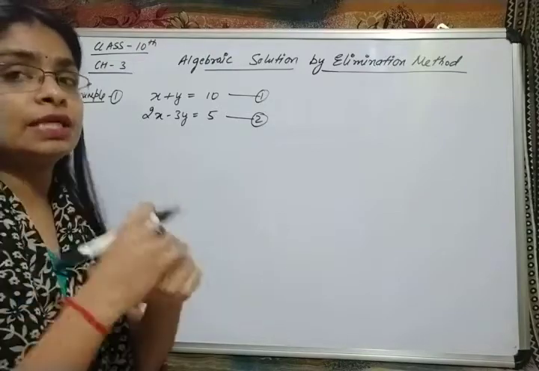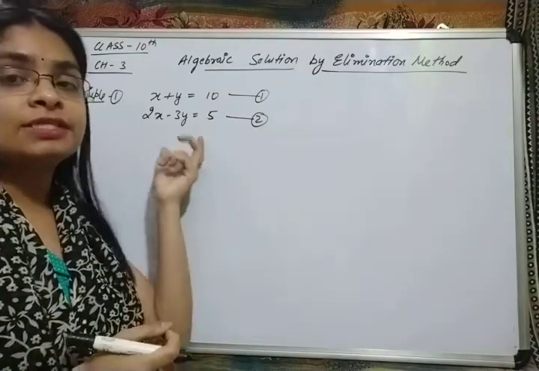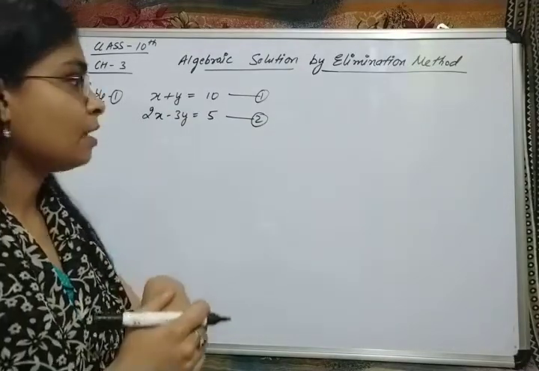Now that unique solution we have to find. Solution means what? That is the value of x and y which satisfy both the equations. That is the common solution of these two equations.